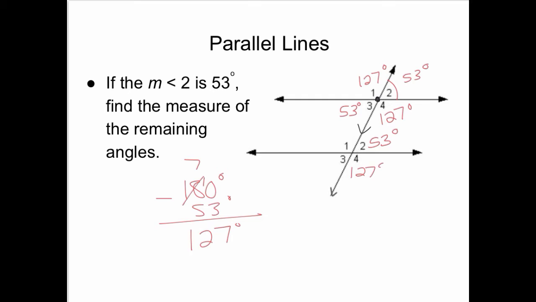This is 127 degrees. And still going with my corresponding angles, angle 1 here and angle 1 here are corresponding. So that means that they're congruent. This is 127 degrees. And then angle 3 and angle 3 here are corresponding angles. That means they're congruent. This would be 53 degrees.